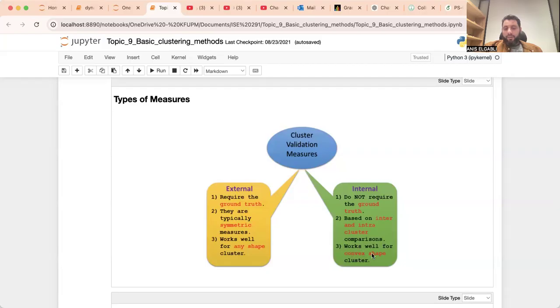So these work well if we have convex shape for the clusters. If the clusters are of convex shape, and I will explain this later on, as I said. But for now, you need to know that this can work. The external ones can work for any shape, and these work only, they are reliable, you can rely on their outcome when the shape is convex. When the shape is not convex, they could be misleading, and I will talk about this later on. I will explain what we mean by convex shape.